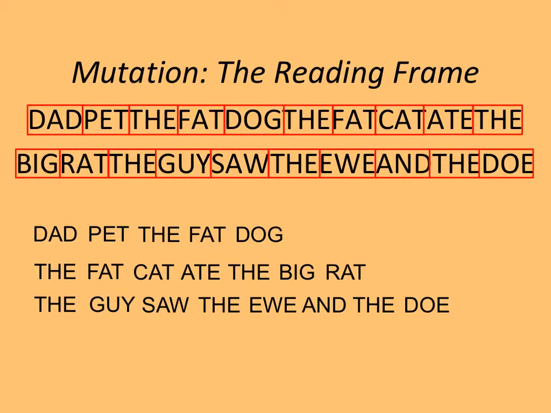So reading frame means that it's called a codon, and you need 3 letters of the DNA code, C, G, T, A, in each space, and that codes for a specific amino acid, and then you put all those together, you get a protein. Okay. Now, sometimes there are mutations in the reading frame.